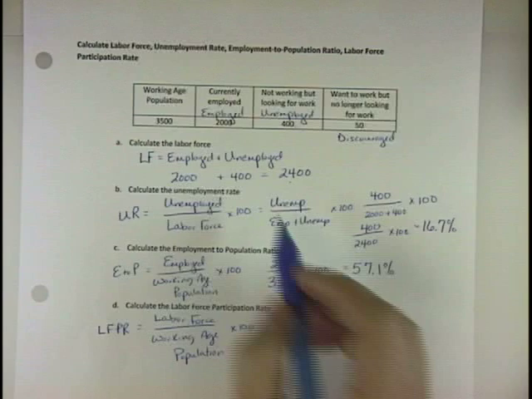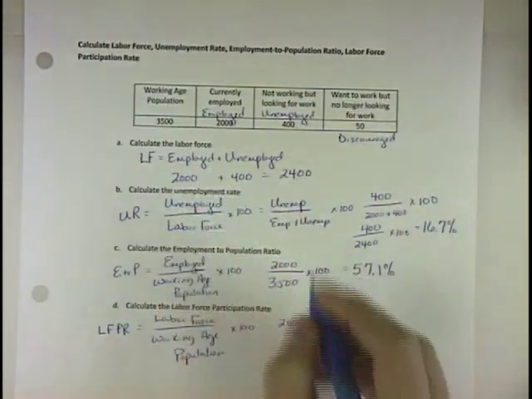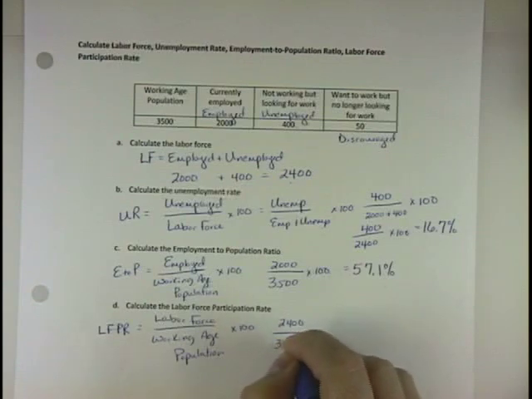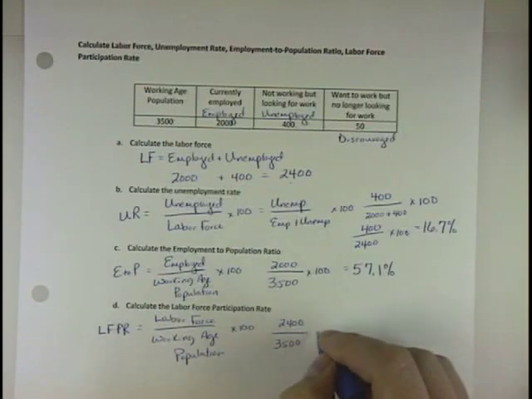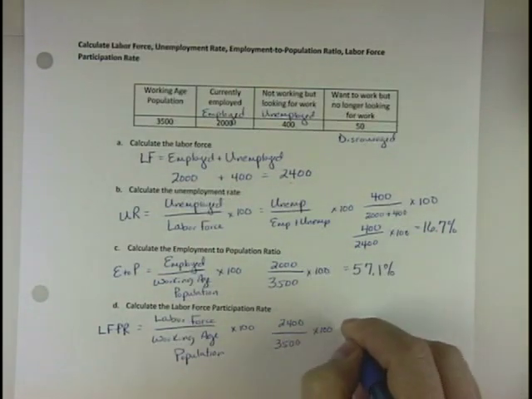Okay, so we know our labor force is 2,400. We calculated that up here. Our working age population is given at 3,500. We multiply that by 100 to make it a percentage. We do that math, we get 68.6%.